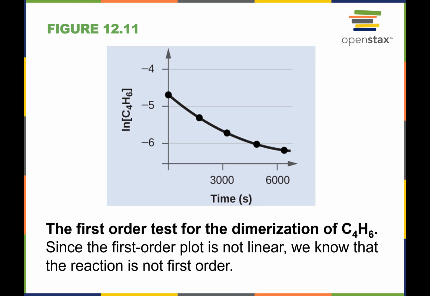Not so much. Okay, this is not decomposition, this is a dimerization of C4H6. See a little bit of a curve in the natural log. Now, instead of taking the natural log, we could have tested for zero order and seen if it was a straight line. But I don't think it's going to be.